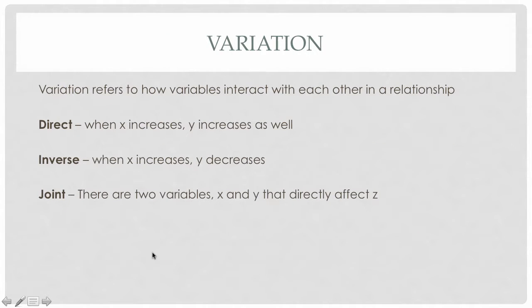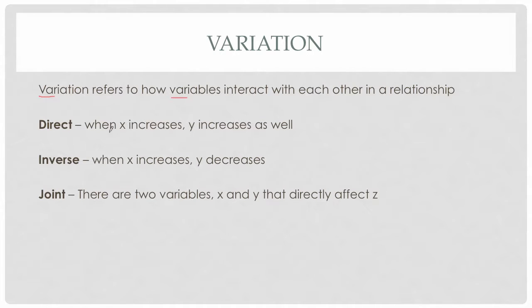Okay. Here we go. You guys ready? Variation. So variation refers to how variables, again you got variation going on, how variables interact with each other in a relationship. We have three different kinds of variation that we use in mathematics.